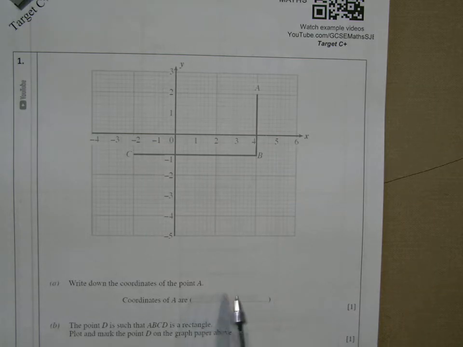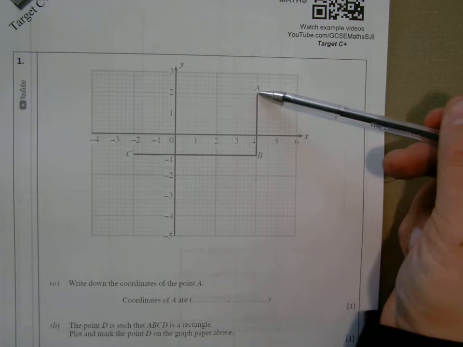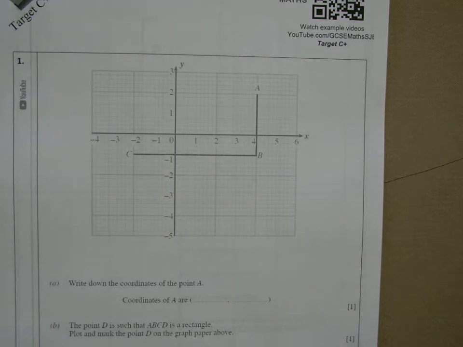Okay, write down the coordinates of point A. Now you notice point A is located over here. So how can we represent that with a coordinate? But remember, with coordinates, we always go across first and then up or down. In this case, it's going to be up.